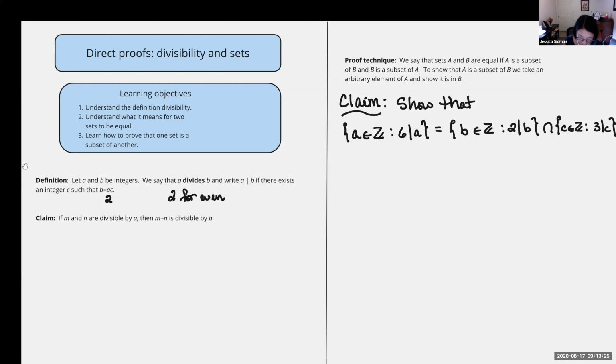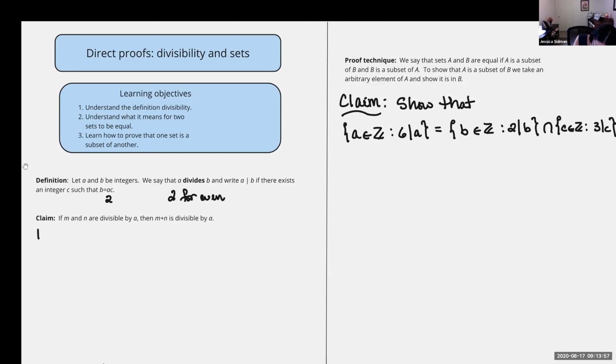All right, so I want to do an example to show you that the definition of even and the definition of divisible work very similarly. This is the generalization of the claim that we proved in the first video, that if m and n are even, then m plus n is even. So here we're proving if m and n are divisible by a, then m plus n is divisible by a. So let's prove this claim.